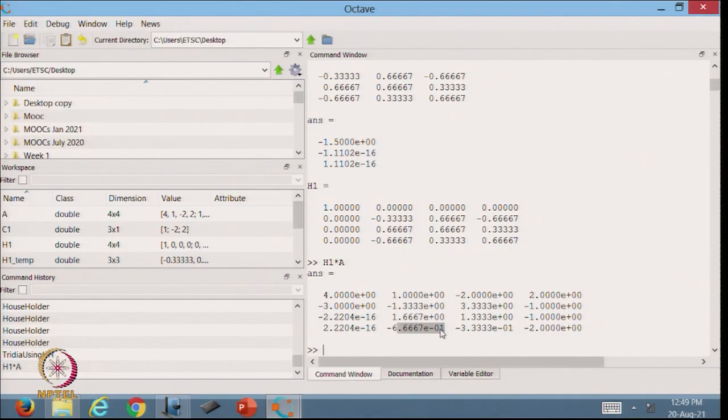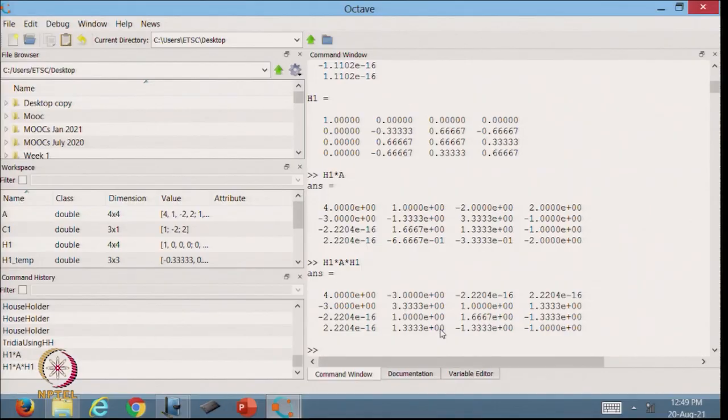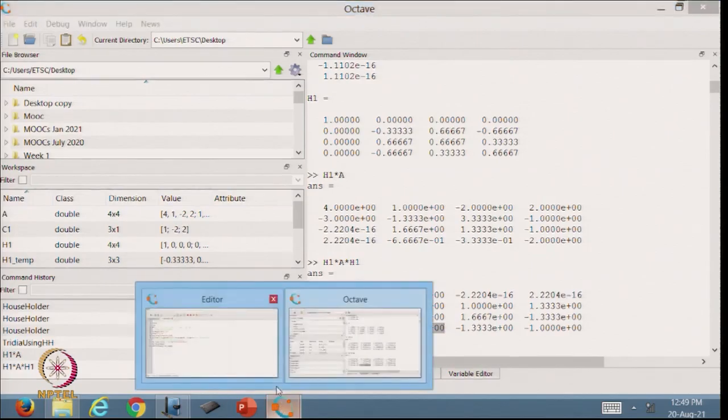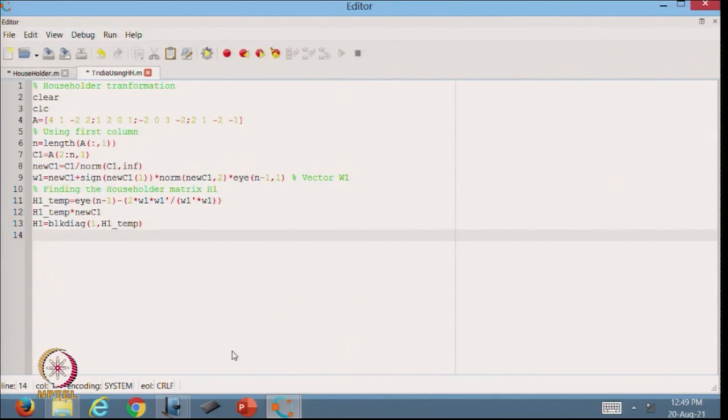Okay, so now let us see what is going to happen if I take H1* A* H1. You see here, this is also becoming 0 and this is also becoming 0. So now the next step, only one step is remaining. From here I can write my A1 as H1* A* H1. So this is what we got, A1.